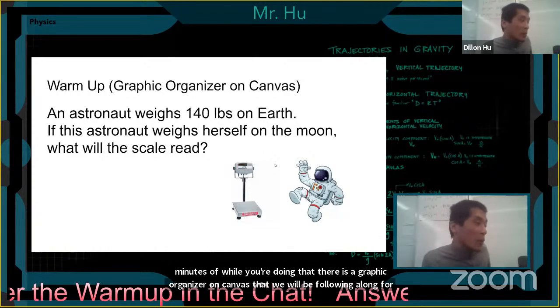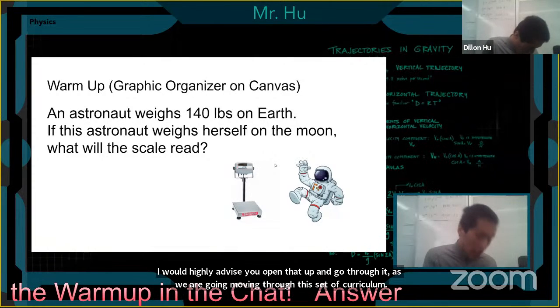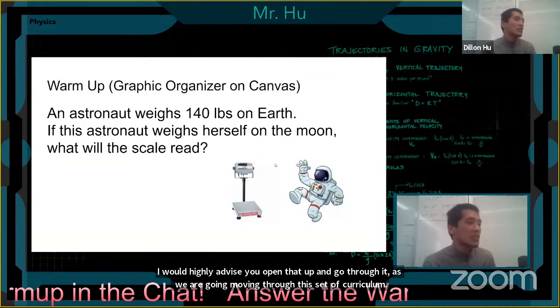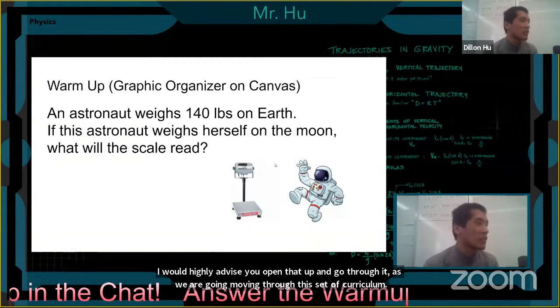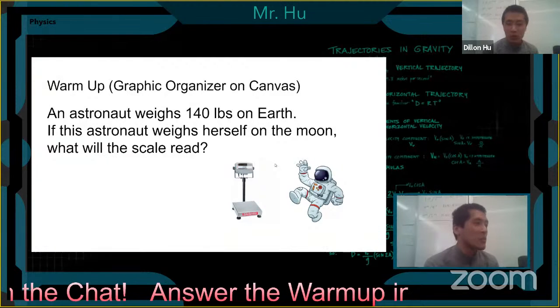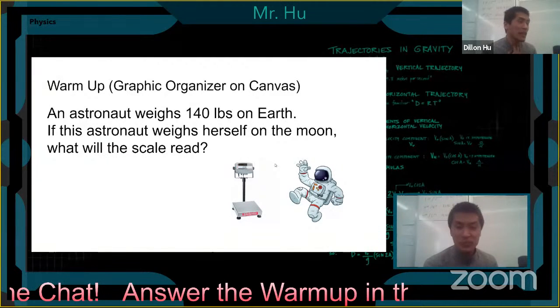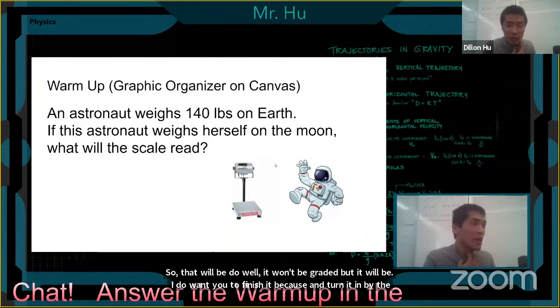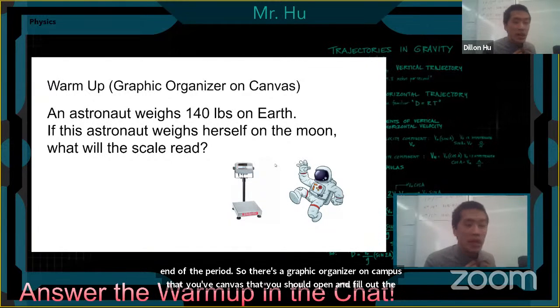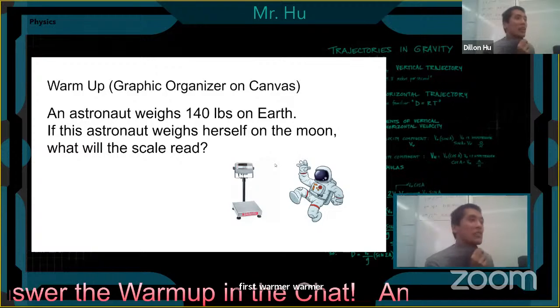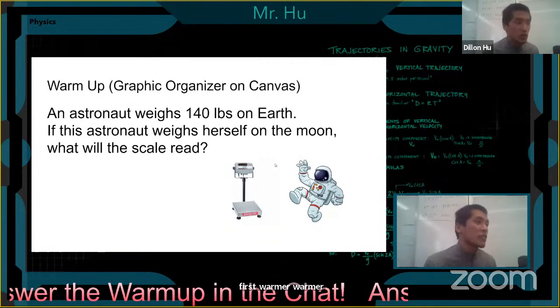The warm-up problem is the first question on there, so there is a space for you to fill that. And then I want you to think about this. An astronaut weighs 140 pounds on Earth. If an astronaut weighs herself on the moon, what will the scale read? We will move on in a minute or two, so make sure you open that graphic organizer, answer this question in there, and then we will move on.